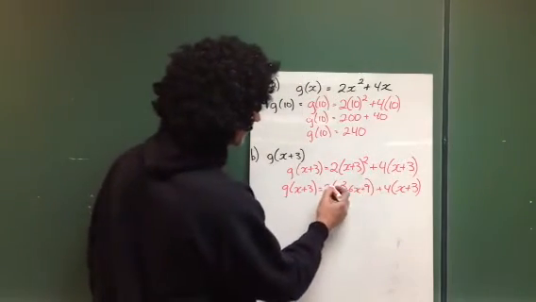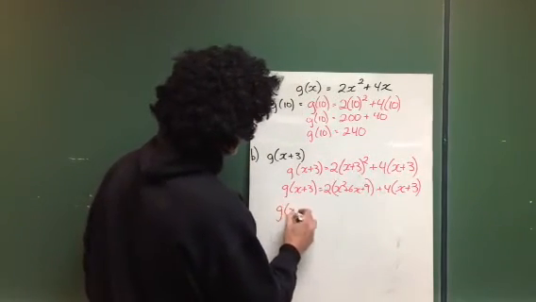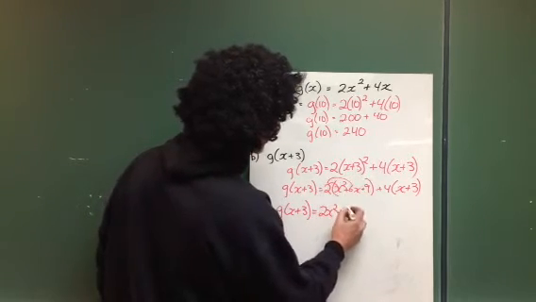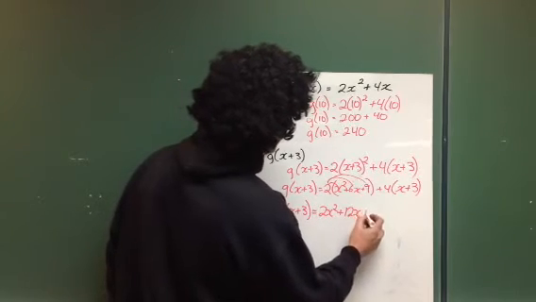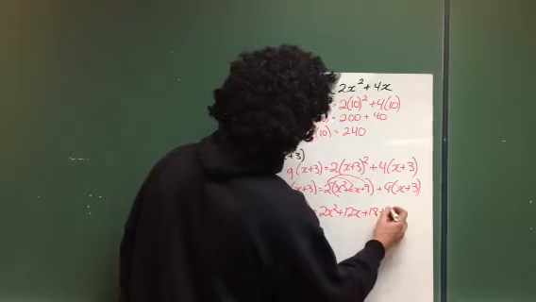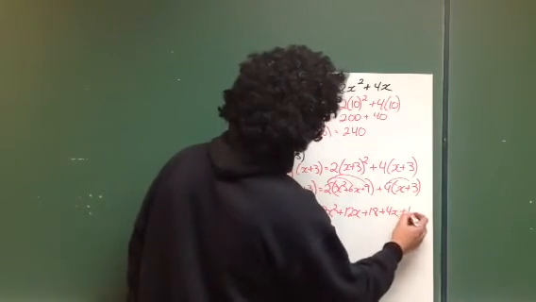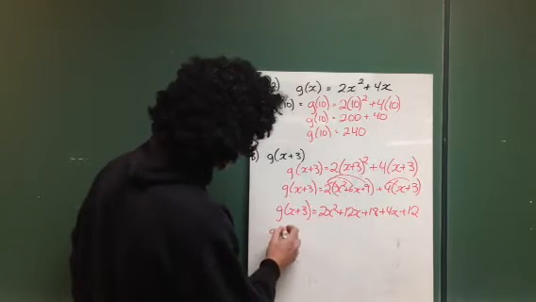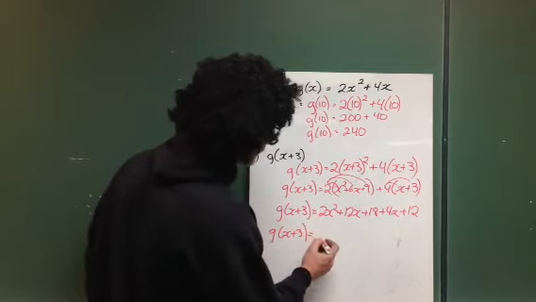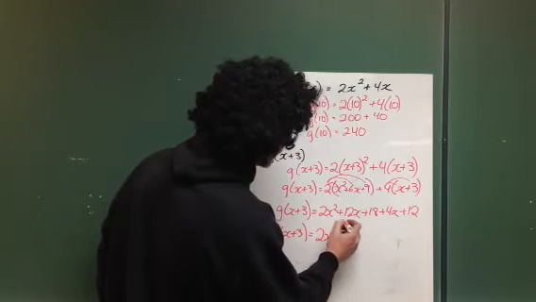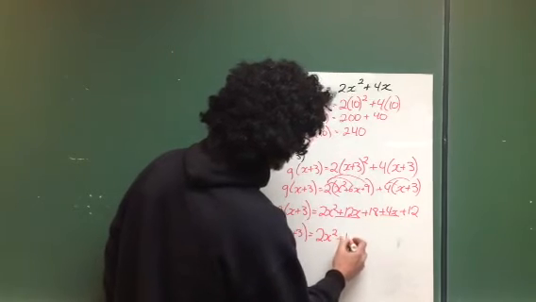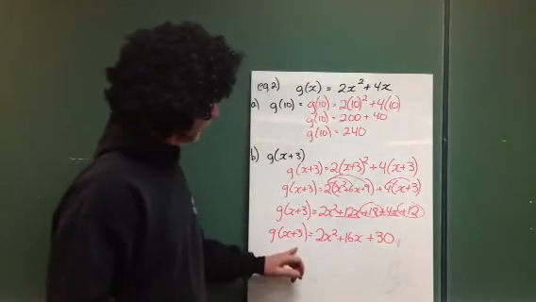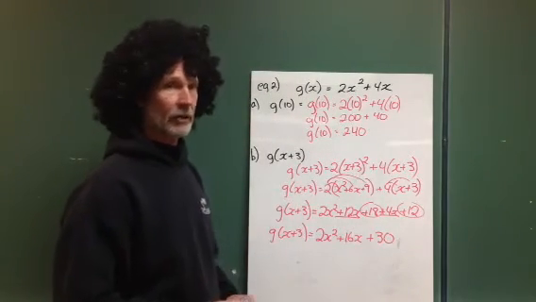Now I can do my distributions to get rid of these brackets. So g of x plus 3 equals 2x squared, that's this one, plus 12x plus 18 plus 4x plus 12. And of course I'll always simplify if I can by collecting my like terms. So g of x plus 3 equals 2x squared, 12x and 4x is 16x, and 18 and 12 is positive 30. That's it. My input was x plus 3, my output was that trinomial.